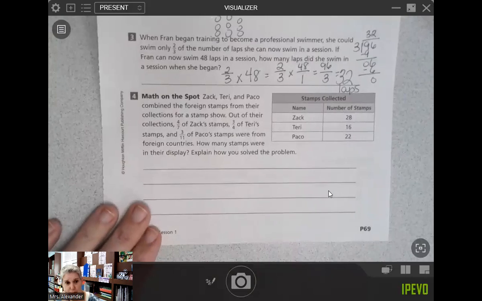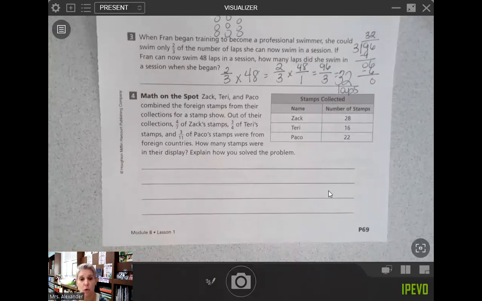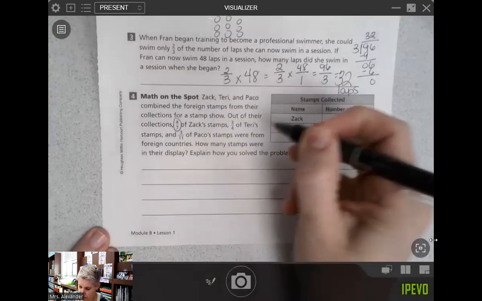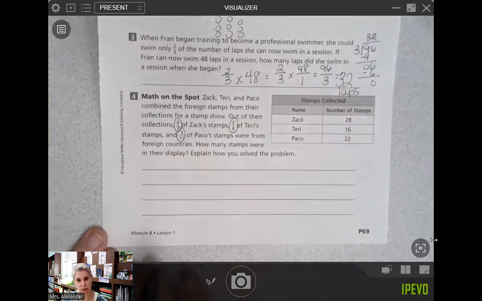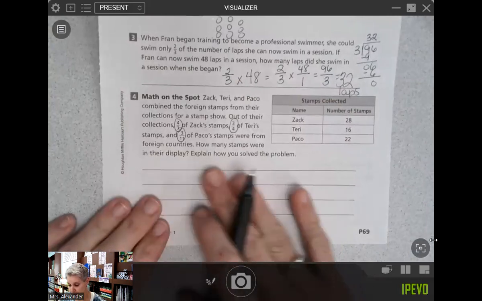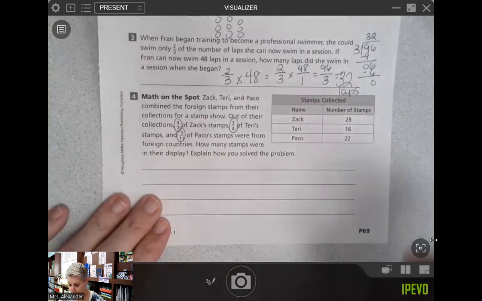Zach, Terry, and Paco combined the foreign stamps from their collections for a stamp show. Out of their collections, 4/7 of Zach's stamps, 3/4 of Terry's stamps, and 3/11 of Paco's stamps were from foreign countries. How many stamps were in their display? So I'm going to be explaining as I'm solving.